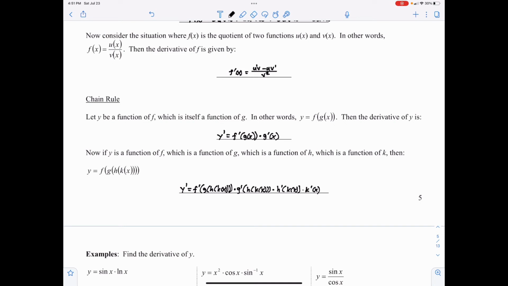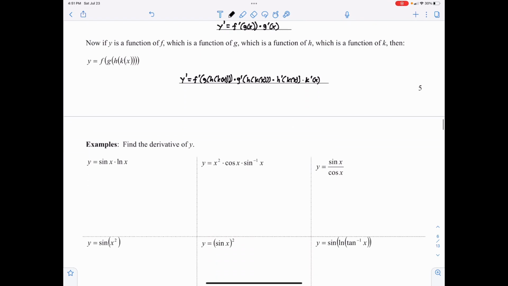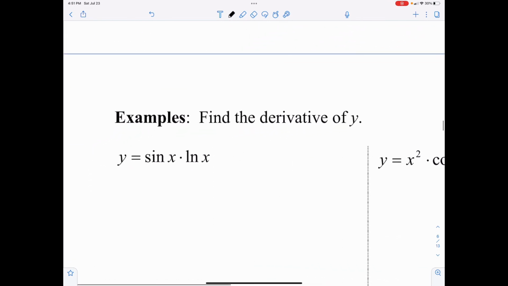Let's take a look at a few examples that would use this. Y equals sine of x times ln of x. Well, remember this is a product here, so product rule, the derivative of f times g is going to be f prime g plus f g prime. So there's our f function, there's our g function.